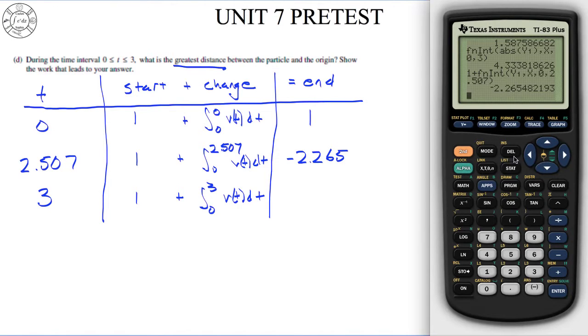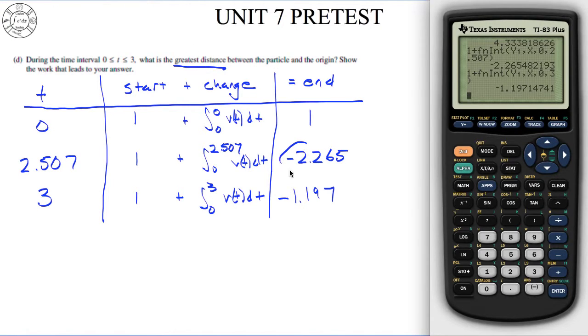Here's the trick. I don't need to do this whole thing again. I do second enter, and then I just change this end value. I hit delete a few times, and then this value is a 3, and I hit enter again. It's a quicker way of entering everything. So this is going to be negative 1.197.